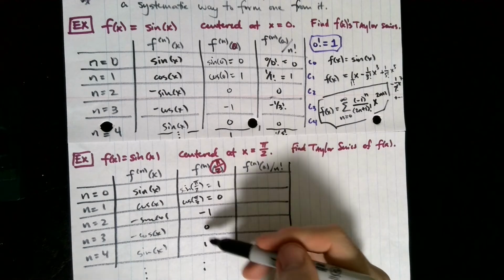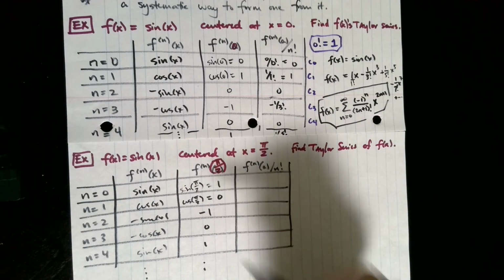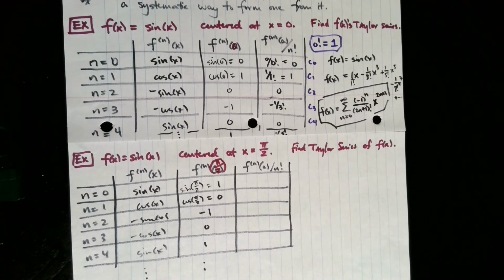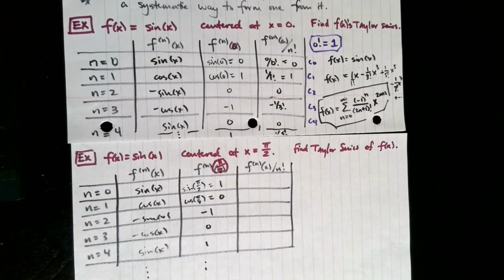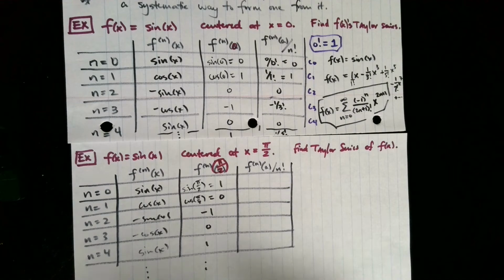And in fact, there will be a recycling here, right? Because we saw this, a cycle of length 4. In this case, 1, 0, minus 1, 0, 1, 0, minus 1, 0. But now we're not done yet because we've got to figure out what our coefficients are. How do we get those?